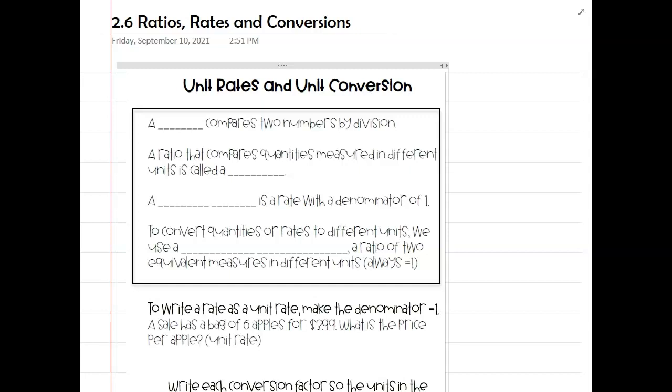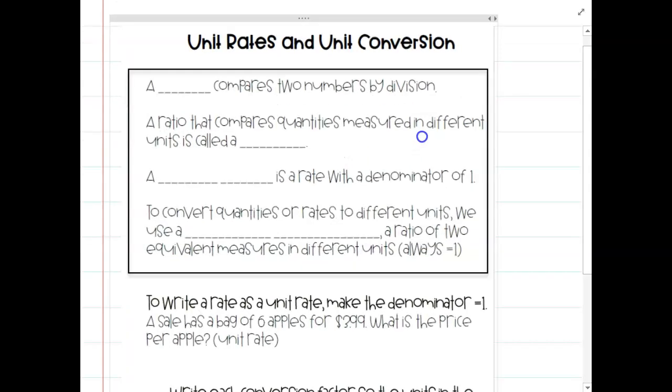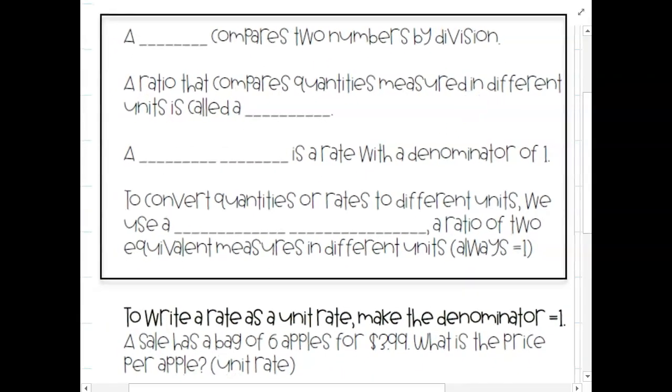Okay. The second half of chapter 2 is the best real-life application. So today we're going to talk about ratios, rates, and conversions, okay? So let's start here with a couple of definitions.